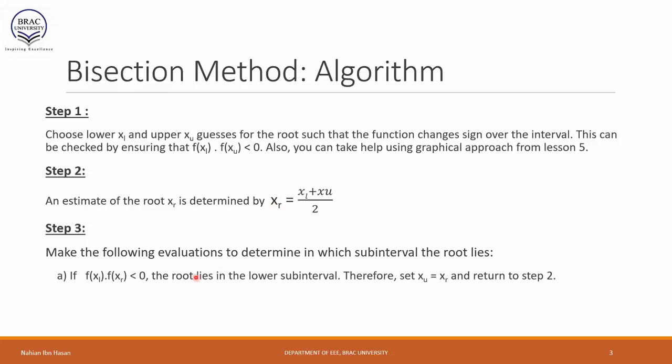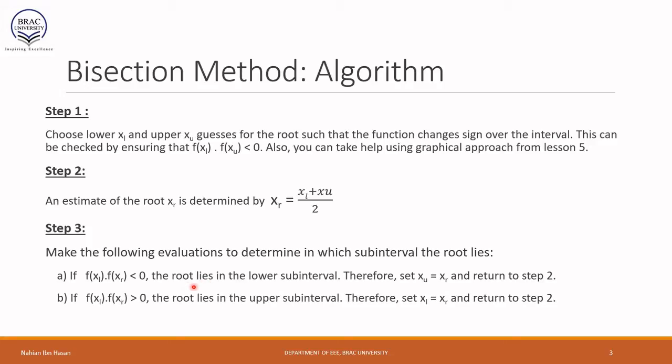But if this is not the case, if we have other cases, what will we do? In the second case, if we multiply f of xl and f of xr and it turns out to be greater than 0, that means f of xl and f of xr have similar signs. If both of them are positive, their multiplication would also be positive, greater than 0. If both of them are negative, their multiplication would also be positive, greater than 0.